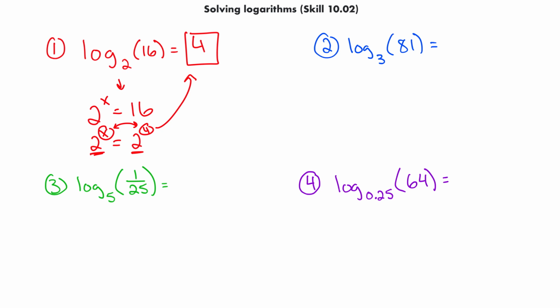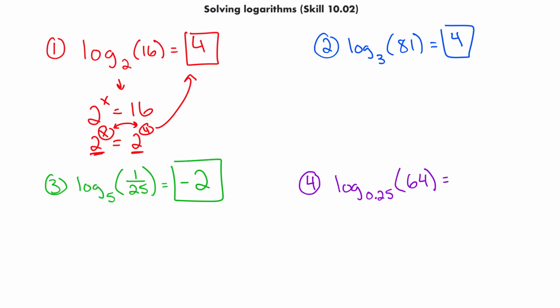Problem number 2, log base 3 of 81. That's just asking 3 to what power is equal to 81. The answer is 3 to the fourth power. Problem number 3 is saying log base 5 of 1 over 25. So 5 to what power is 1 over 25? Well, I can turn a 5 into a 25 by squaring it. But if I want to turn it into a 1 over 25 using powers, I got to flip it. The way we flip values with exponents is we make the exponent negative. So that's going to be negative 2.